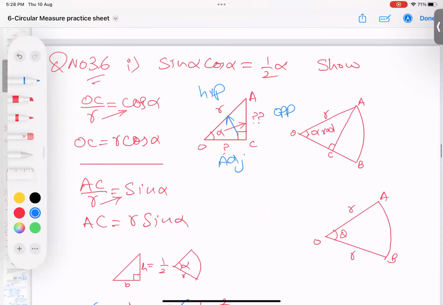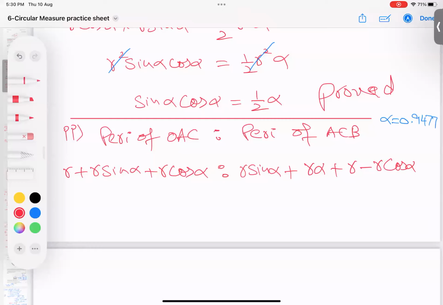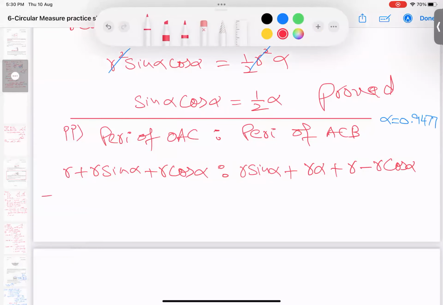I let you check again. Yeah, correct. Now I have alpha given by him. And what is alpha given by him? 0.9477. Okay, I will plug this in at the same time or later. R, and R. If I divide the whole equation by R, what happens, students?